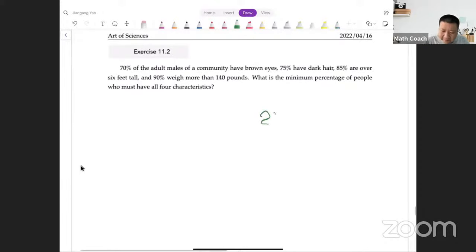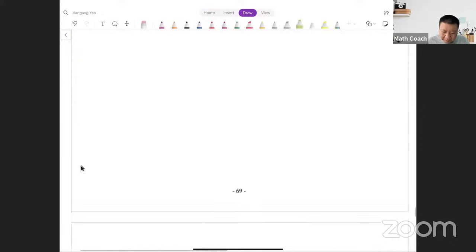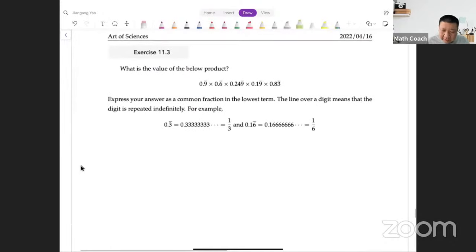Okay. Question 11.3. What is the value of the below product of some recurring, repeating decimals? 0.9 repeated, 0.6 repeated, 0.249 repeated, and 0.19 repeated. 88, go ahead. And your answer is wrong. And 89, now you have 45 seconds.